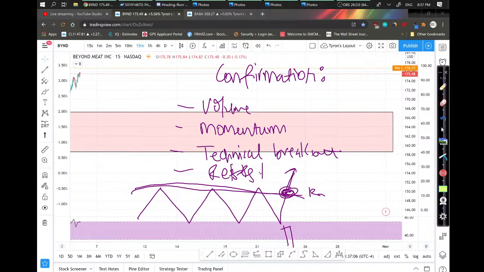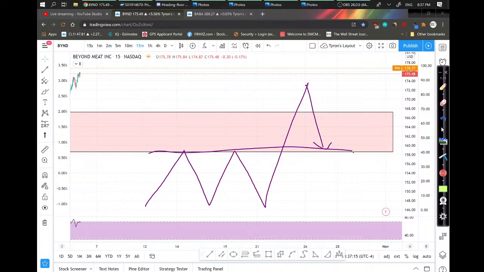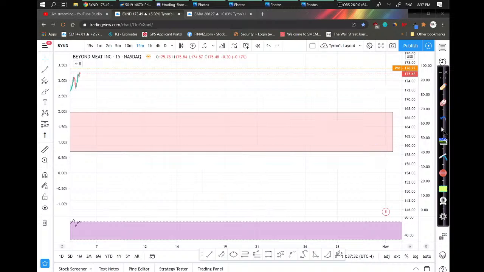Retest. Okay, what does that mean? That means when something breaks out, it needs to come down and test the previous level and validate this as a new level of support. And once you have that, that gives you a better position for you to make a decision.